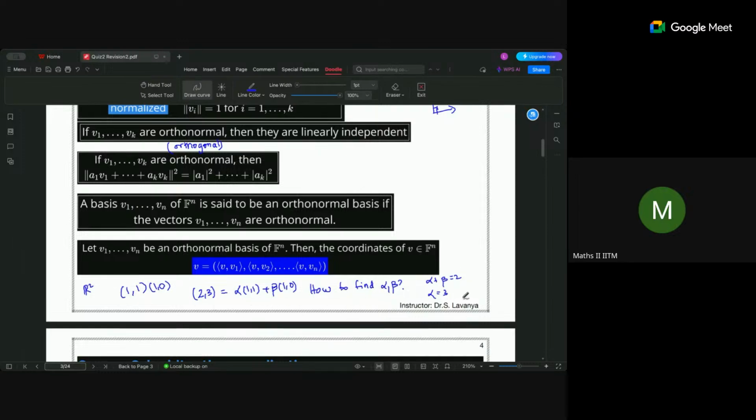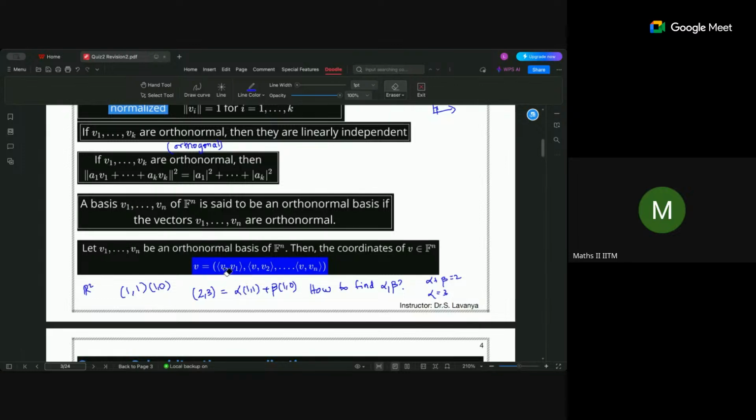In this case it is quite simple. Suppose you have some other complicated example, then you have to actually do this kind of a process, right? But when you have an orthonormal basis, the process is very much simplified. You don't have to do any kind of operations like this. It is very easy. How to find alpha?